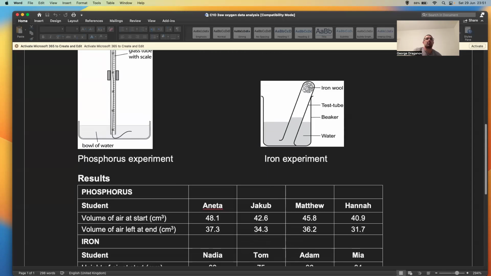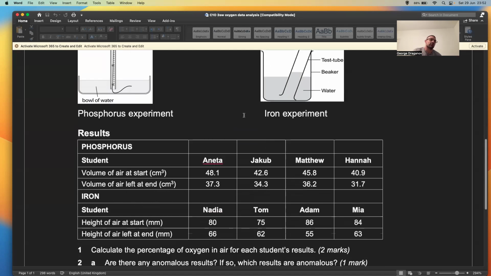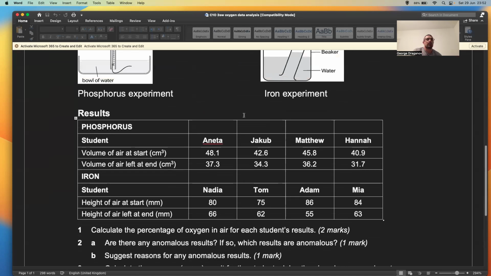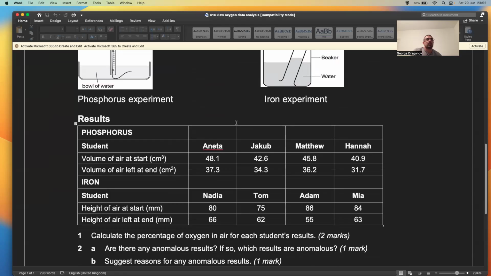Okay, you can even use iron wool because iron reacts with oxygen to make iron oxide. So in all these principles, you will see that the volume at the start is greater than the volume at the end, so the water level moves up. And by calculating the difference, you can see the percentage of oxygen.